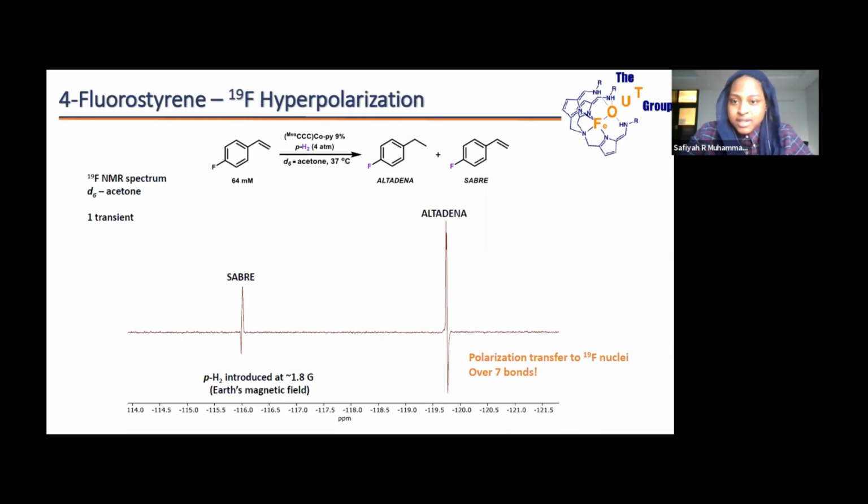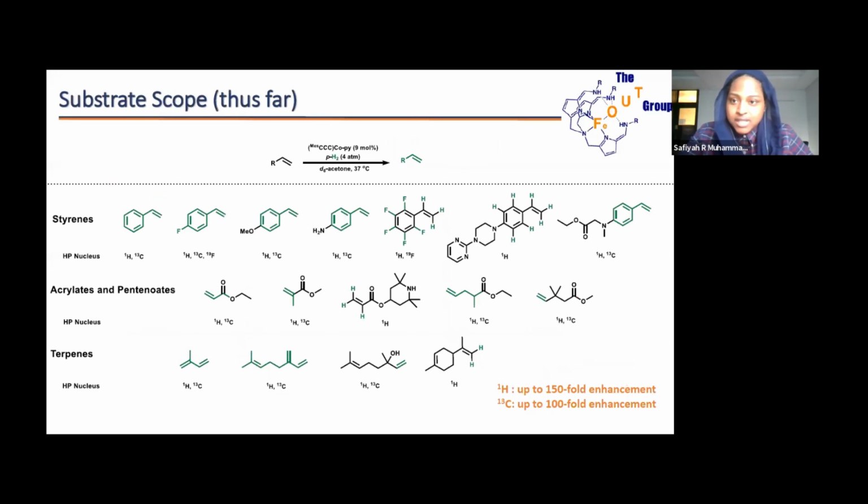Looking at the fluorine-19 spectrum, we see both polarization of the SABRE and hydrogenation product. And although the enhancement wasn't great, we did see polarization transfer over 7 bonds. And so this work has been extended to several substrates: styrenes, acrylates, pentanoates, and terpenes. And so on the proton, the max that we're able to get right now under unoptimized conditions is with ethyl pentanoate, and we get up to 150-fold signal enhancement on the proton NMR. And for isoprene, which is a substrate Allison showed you all yesterday, we get up to 100-fold signal enhancement on carbon-13 NMR.